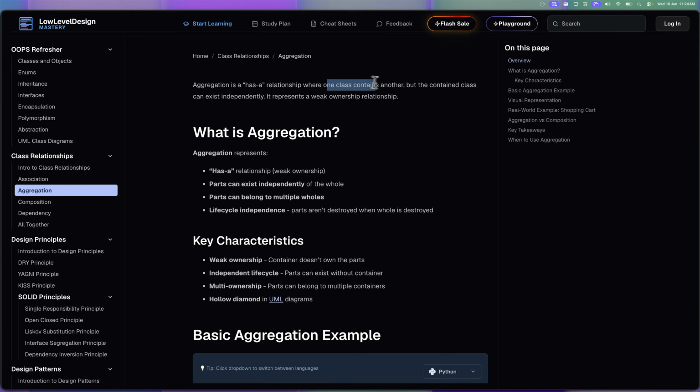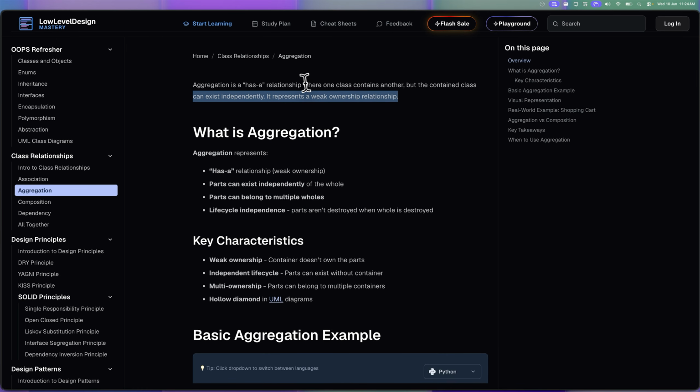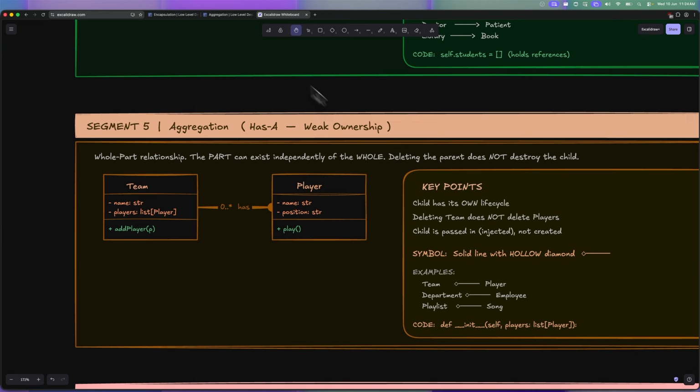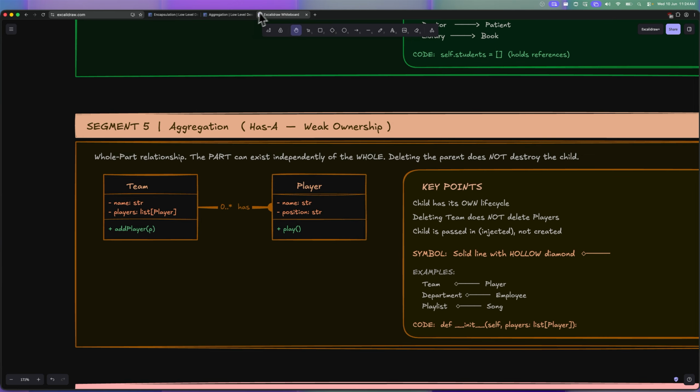It says one class contains the other, but the contained class can exist independently. Can a player exist independently without a team? Yes, for sure. A player can exist independently. This is what aggregation says: one class contains the other, but the contained class can exist independently. And it represents a weak ownership relationship. Whatever the contained class is, that class can exist independently even without the main class.